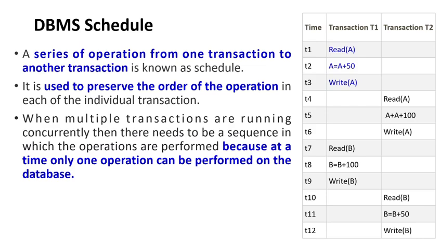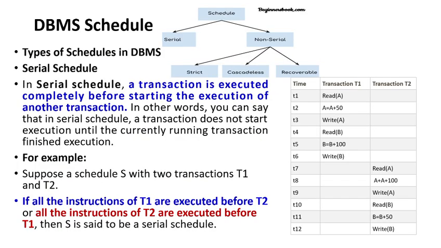When multiple transactions are running concurrently, there needs to be a sequence in which operations are performed because at a time only one operation can be performed on the database. Types of schedules in DBMS: serial schedule and non-serial schedule. Non-serial is further divided into strict, cascadeless, and recoverable.